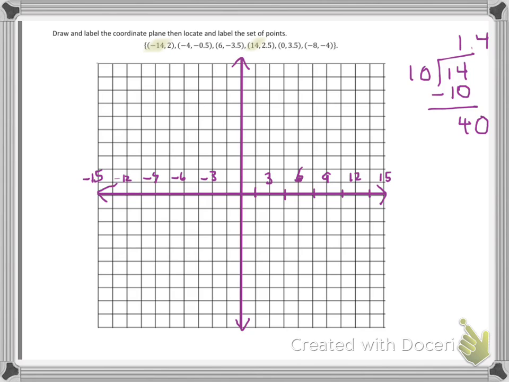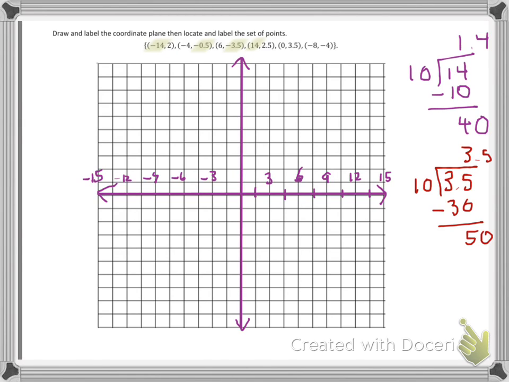And now let's take a look at the y's. I've got a 2, a -0.5, a -3.5, a 2.5, a 3.5. So 3.5 is our biggest number, our most distance away from 0. So I'm going to take my 3.5 and I'm going to divide it by my 10 spaces that I have. And 10 goes into 35 3 times. 3 times 10 is 30. And if I subtract, I get a 5, and I add a decimal, and I bring down a 0, and 10 goes into 50 five times.